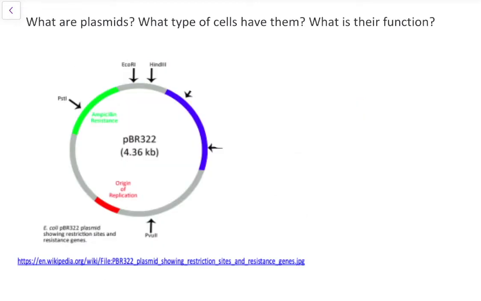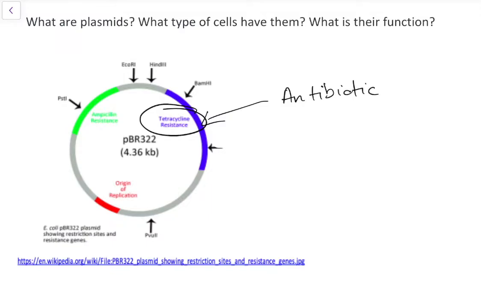What is a plasmid then? Well, we said that they had some special features. Well, a plasmid is this small circle of DNA. And over here, we can see that this gene over here, in this plasmid, is for tetracycline resistance. So this is a gene which gives antibiotic resistance.